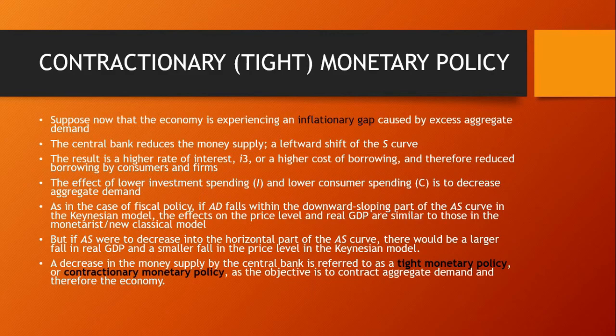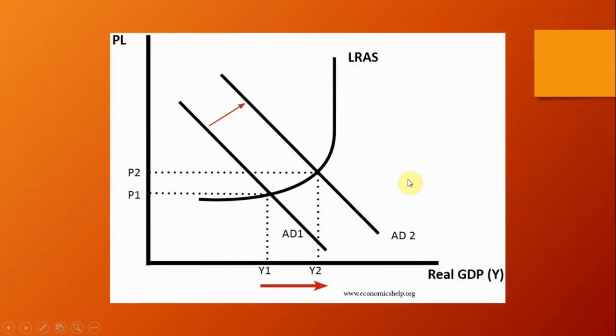As in the case of fiscal policy, if the aggregate demand falls within the downward sloping part of the aggregate supply curve in the Keynesian model, the effects on price level and real GDP are similar to those in the monetarist or classical model. As you can see, AD2 decreases to AD1 in this sloping part.